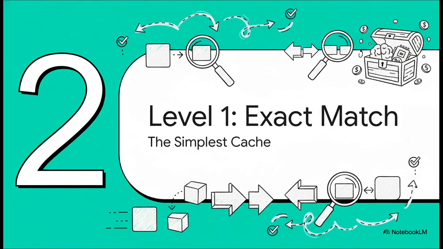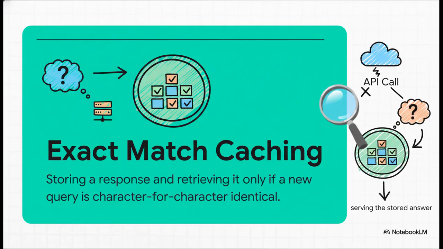This is step one on our caching journey, the good old exact match. The idea here is super straightforward. A user asks a question, we save that question and its answer. If another user comes along and asks the exact same question, and I mean character for character identical, we just hand them the saved answer. No API call needed, it's fast, it's cheap, and it's simple.